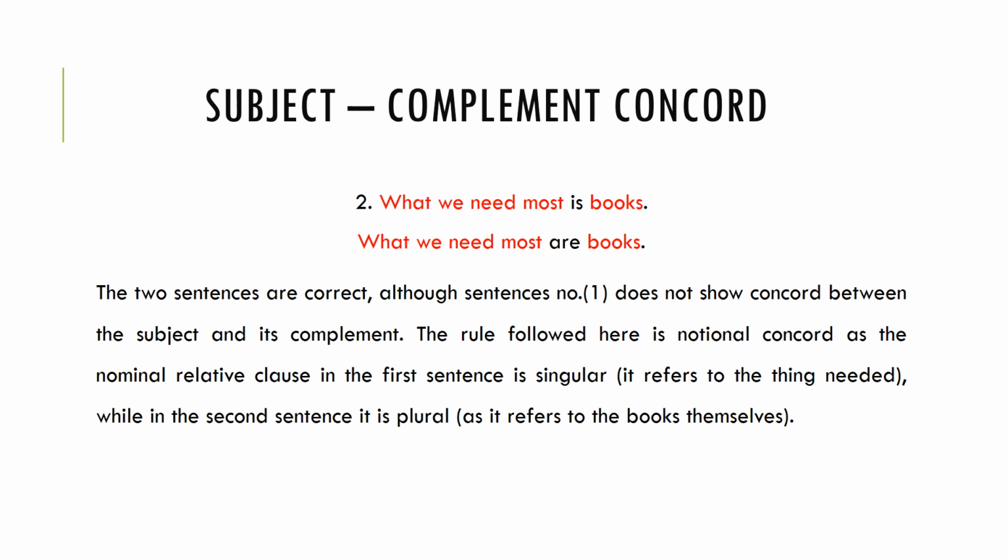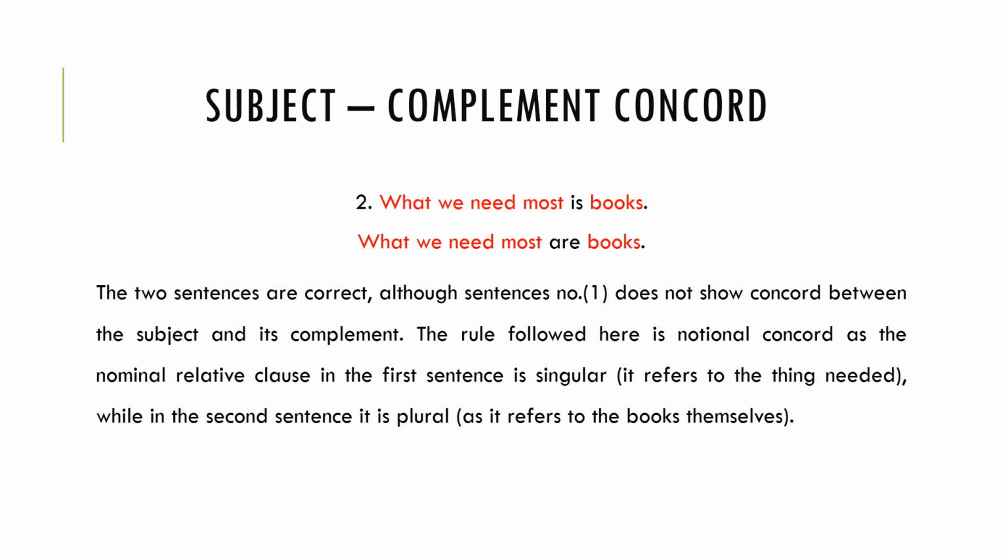And notional concord, if you remember, depends on the meaning of the subject. The meaning of the subject is going to tell us whether the subject is singular or plural. So in the first sentence, when we say what we need most is books, here the meaning of this nominal relative clause, what we need most, is singular. The WH word what can be replaced by the singular noun phrase, the thing. So we are talking here about one thing.